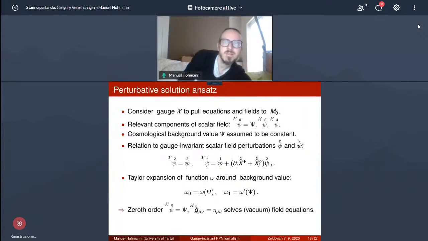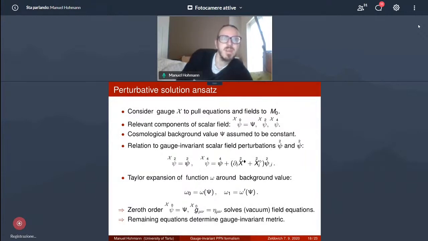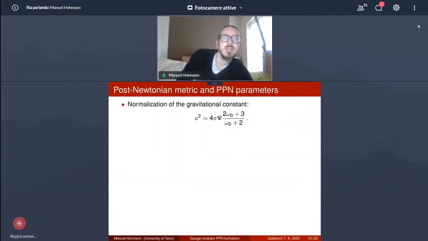Thanks. And finally, we find that the 0th order solves the vacuum field equations, which is important for the consistency of this ansatz. And finally, from the remaining equations, we get the gauge invariant metric. And now we solve these equations.